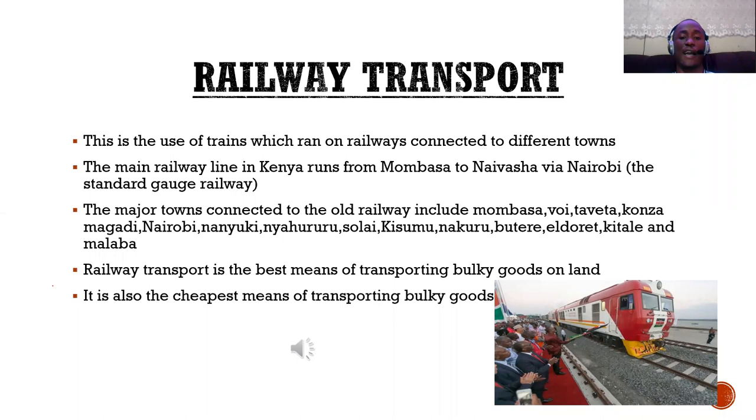So if you want to move your goods from Kenya to the UK, or to Mongolia, or to Japan, the best means of transporting bulky goods is water transport, not railway transport. I'm saying that railway transport is the best means of transporting bulky goods on land. But if you want to export bulky goods, the best means of exporting bulky goods is water transport.